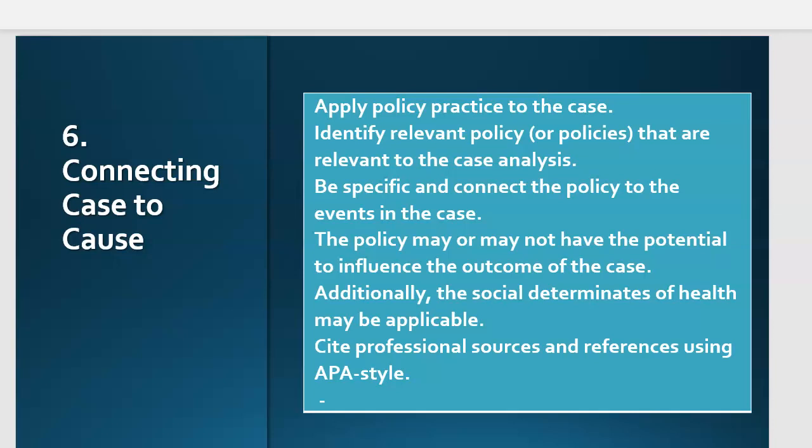So, for example, social determinants of health may be applicable. It may be a specific policy. It may be some law. It may be a city or state law, maybe educational law, maybe the Americans with Disabilities Act might be relevant. So there's a lot that you can draw from in this section. Remember to be as specific as possible.